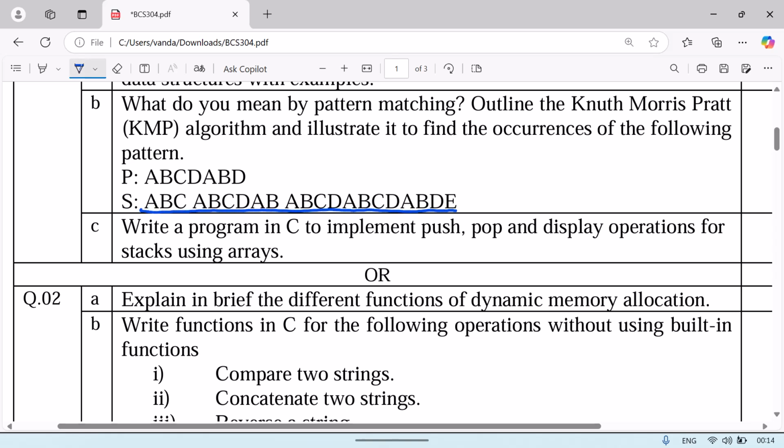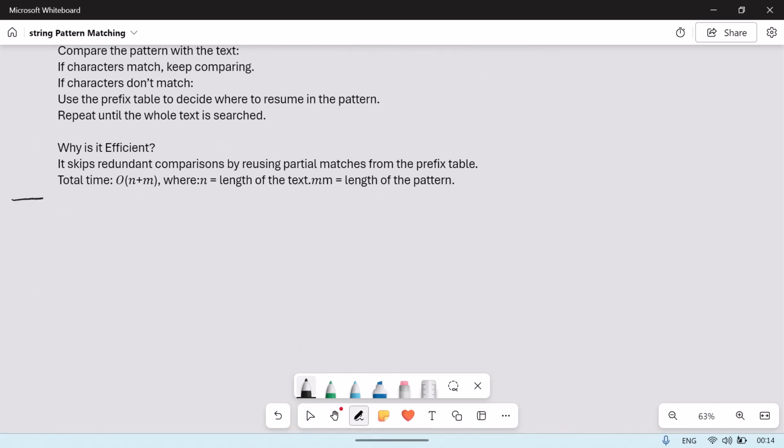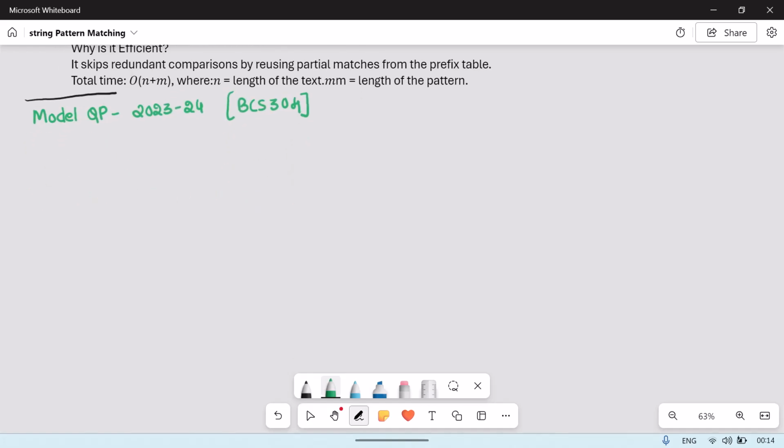So we'll start the calculation. This particular question that I'm solving was in the model question paper for Data Structures that is effective from the year 2023-24, for the subject code BCS304. Let me write down the text, then the pattern, and we will try to do the pattern matching.